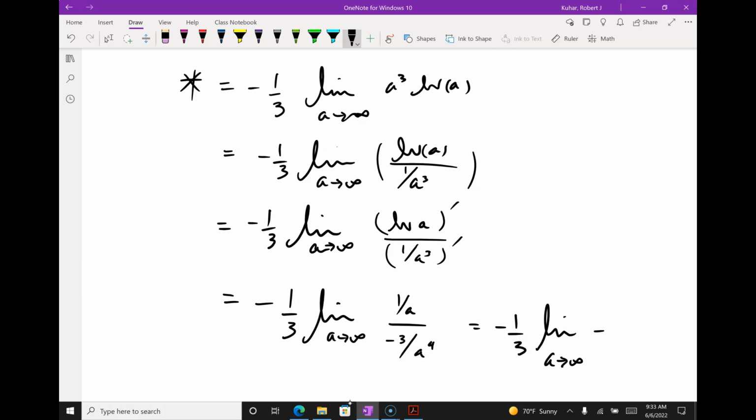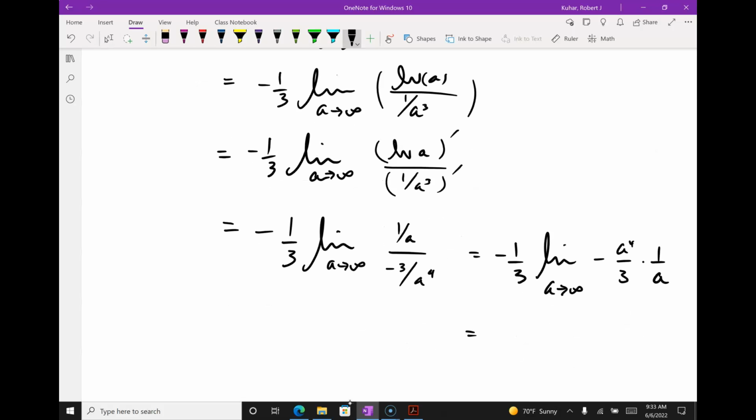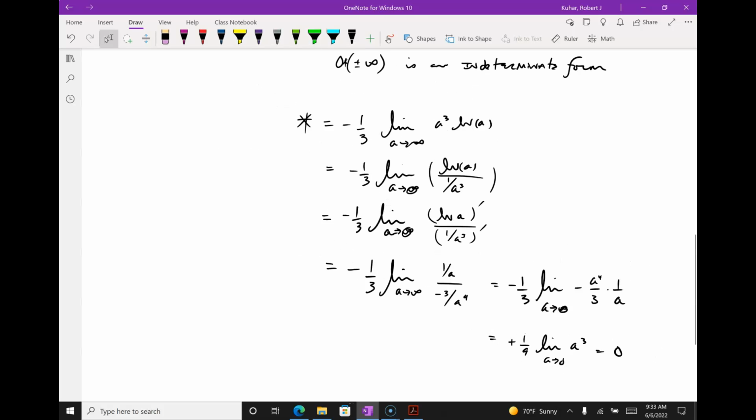So I have minus a to the 4th over 3 times 1 over a. 1/9 times the limit of a cubed, as a goes to where? 0, not infinity, sorry. So it's 0.